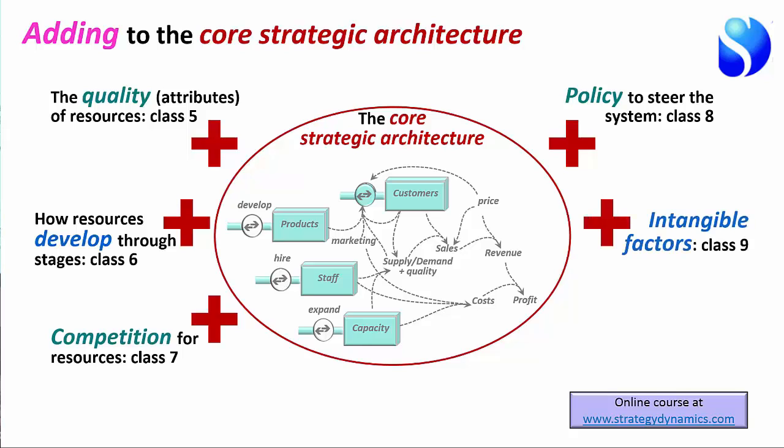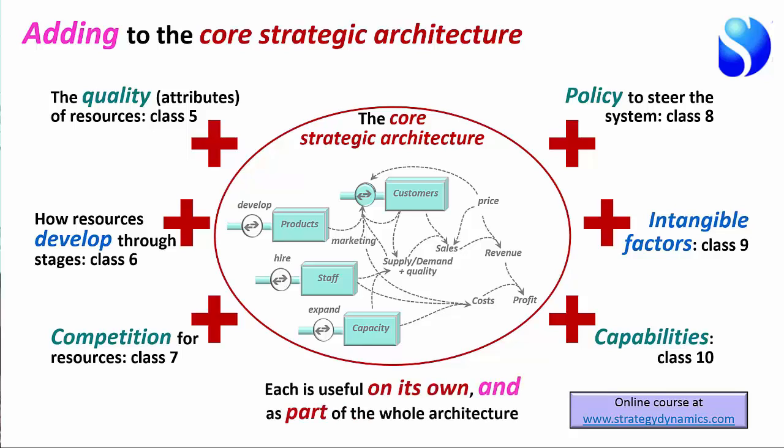We can deal with intangibles. We can deal with reputation and morale. We can deal with capabilities, the capability to do things. An organization's capability is more than the skills of its people. So these are some extras. These are each useful on their own and as part of the whole architecture. Now, I have, I think, some slides on each of those, but I want to get on to the enterprise architecture stuff, so I'm going to go quite quickly through the next bit.